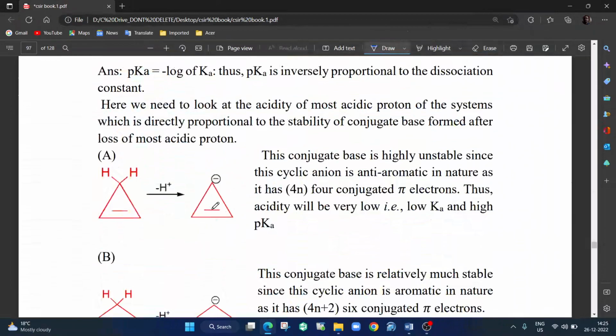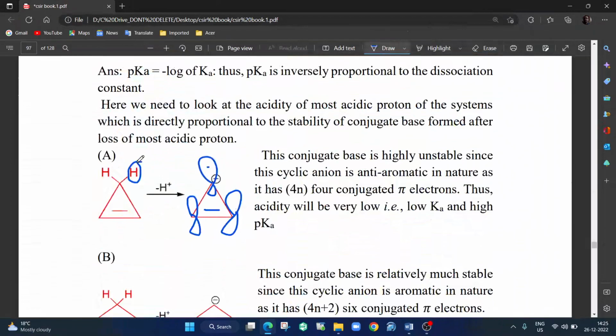Okay, so it is anti-aromatic because there are 2 electrons in this pi bond, 2 electrons here, and all are conjugated next to each other. So each of them has an orbital. These both have 1 electron and this has 2 electrons and they overlap. So this is not at all stable. So it is very difficult to remove this proton.